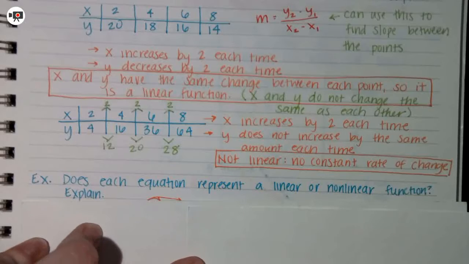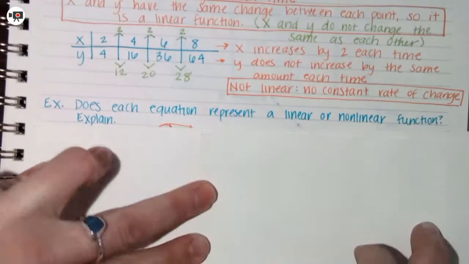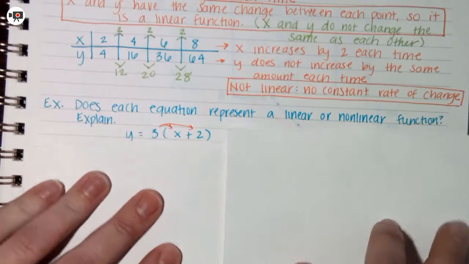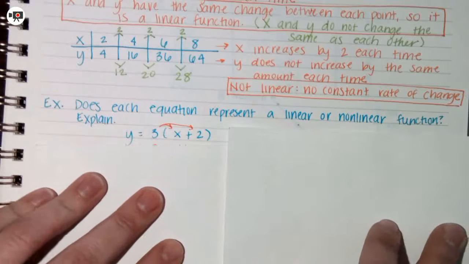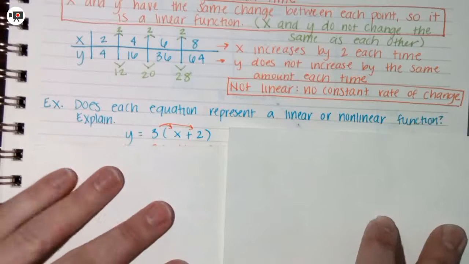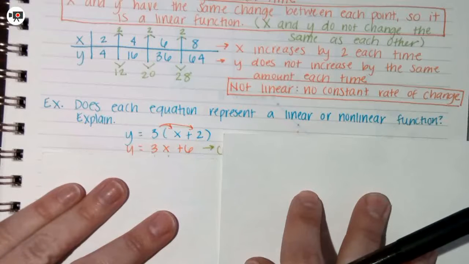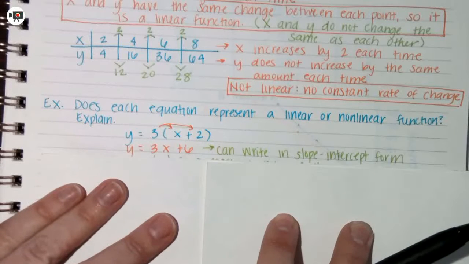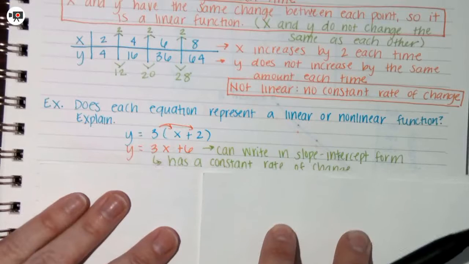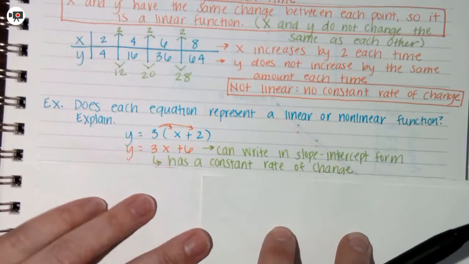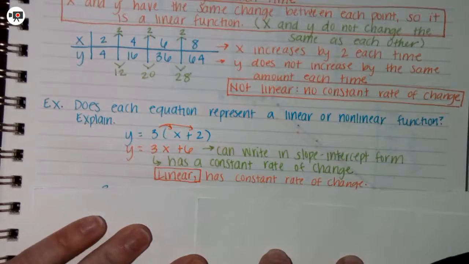Now we're going to look at equations and see if they are linear or nonlinear functions. I have y equals 3 times (x plus 2). When I distribute the 3, I get y equals 3x plus 6. We can write this in slope-intercept form, and it has a constant rate of change, therefore it is linear.